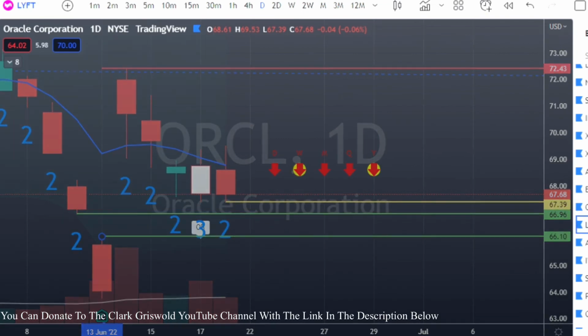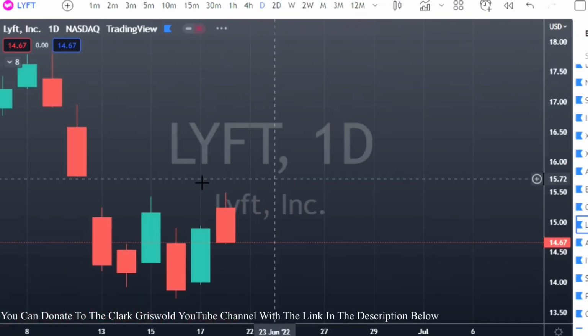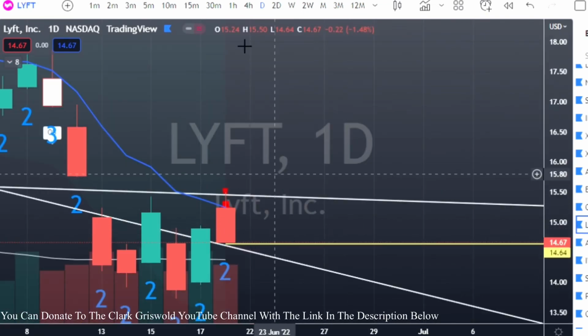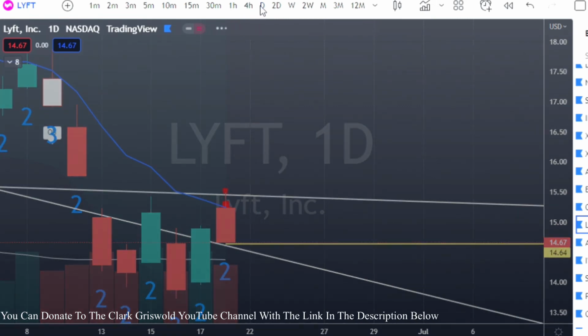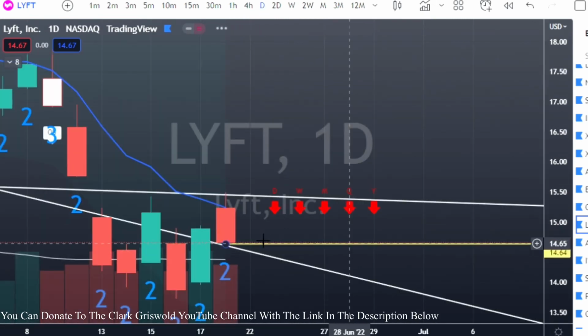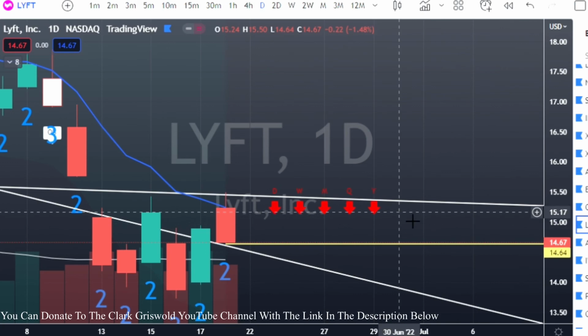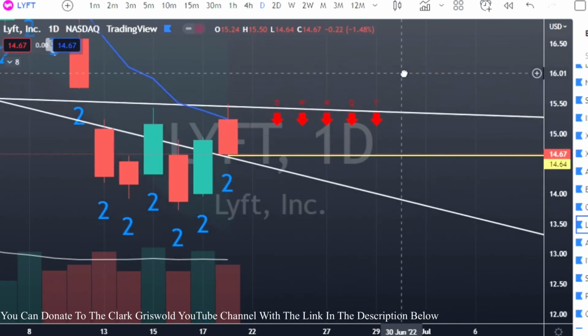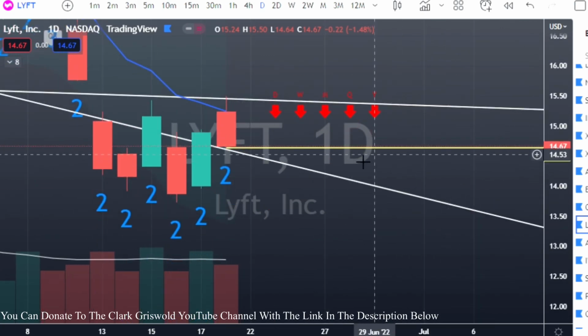And our last play here, guys, Lyft, L-Y-F-T. Lyft has a two up that finished red. And our time frame continuity is full red. There's no inside bars. We can look for this thing to trend down at $14.64 and take our first targets right there.